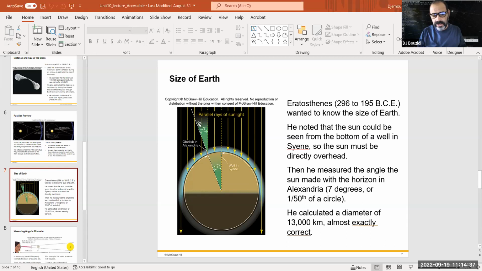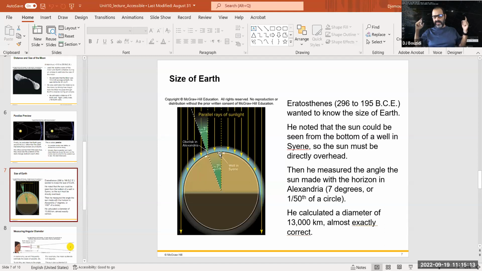Two parallel lines cut by the same line, these 2 angles must be the same. So the angle subtended by the distance from Syene to Alexandria is 7 degrees. And because they were very good at geometry, he could find the circumference of the circle. All he has to do is take 360 divided by 7 times this distance. That's all. At that time, the unit of measurement was the stadia. How many stadia, the stadium length being about 100 meters, are between the city of Syene and the city of Alexandria?